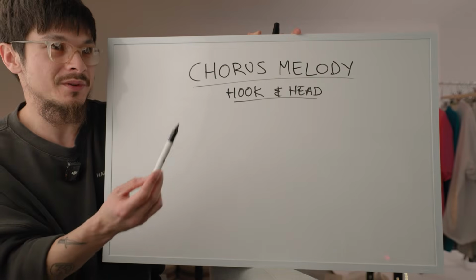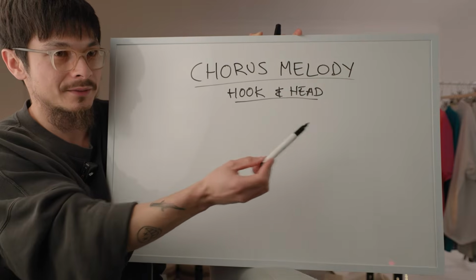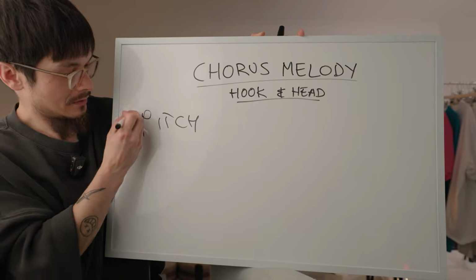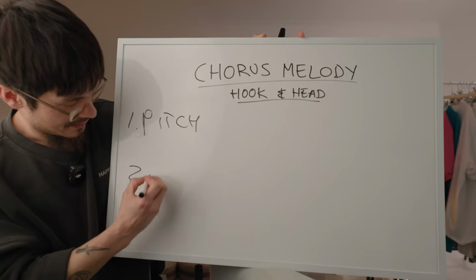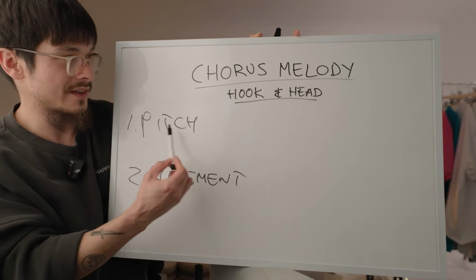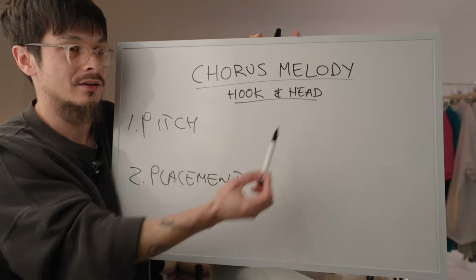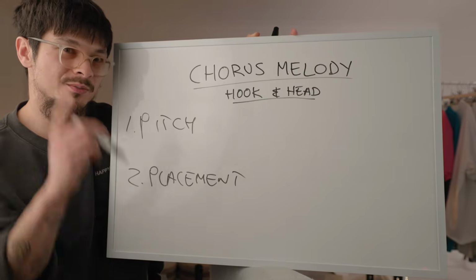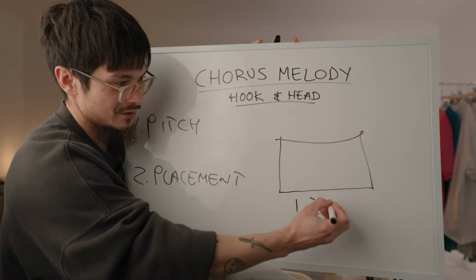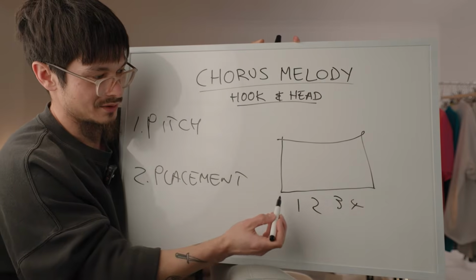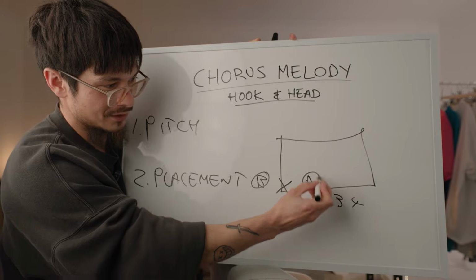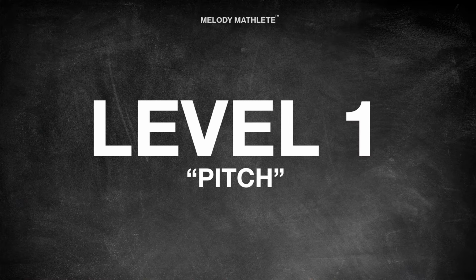So when it comes to the melody of the hook and the head, we're going to look at 2 different parts. First is the pitch, as in the notes, and the second is the placement. And by placement, I mean where these notes of the hook and the head occur in relation to beat 1 of the chorus. If this is the chorus, beat 1, 2, 3, 4, does it happen before, does it happen on, or does it happen after? So that's what I mean by placement.